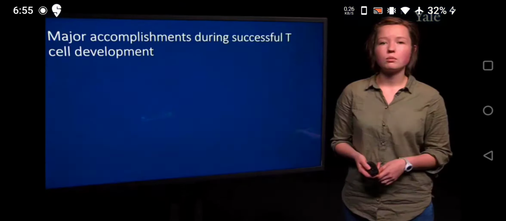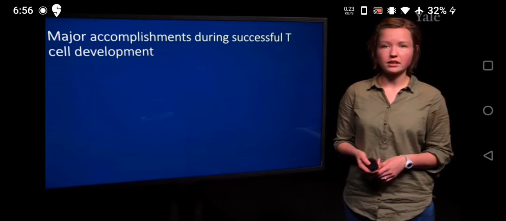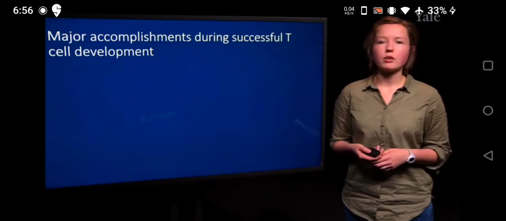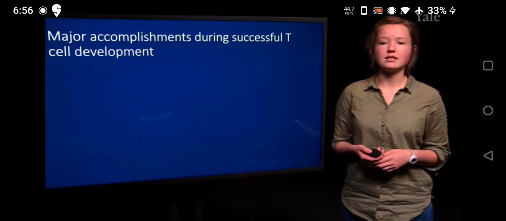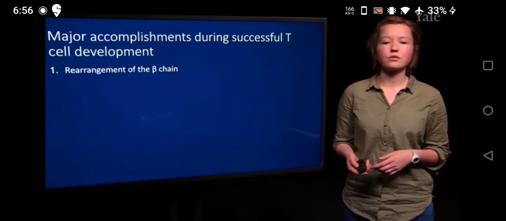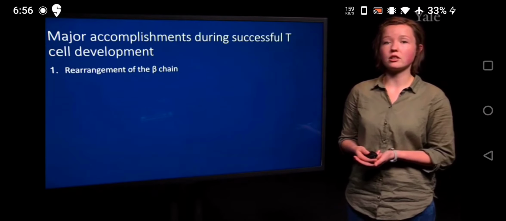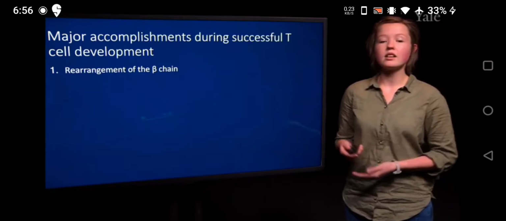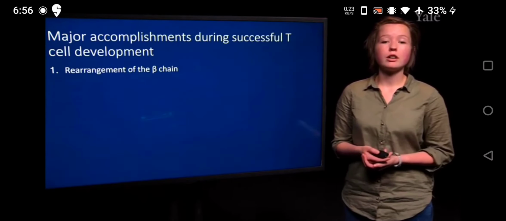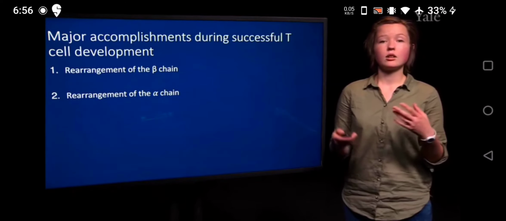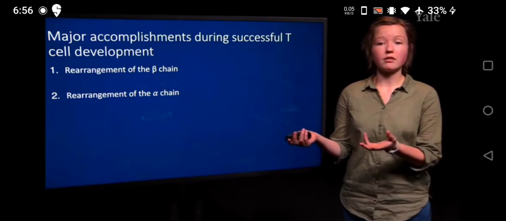As we did with B cell development, I want to talk about the major accomplishments that we are trying to achieve during T cell development. This is primarily referring to those alpha-beta T cells. First, we will undergo rearrangement of the beta chain. Next, we will undergo rearrangement of the alpha chain.